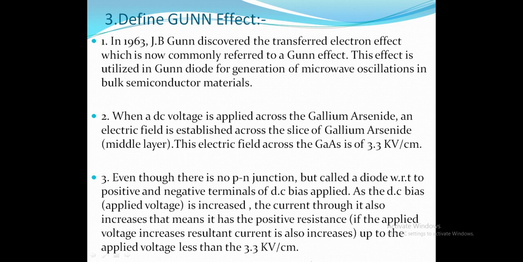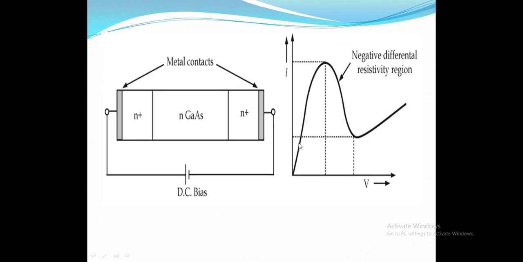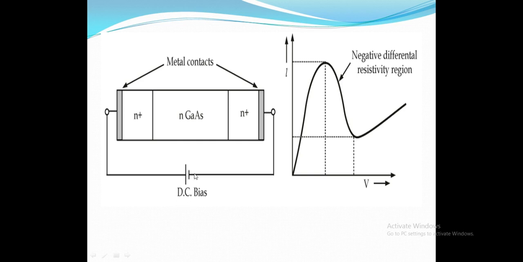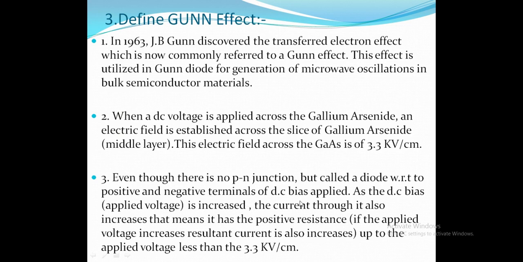Whenever we apply a DC voltage across the gallium arsenide, an electric field is established across the slice of gallium arsenide in the middle layer. This electric field across the gallium arsenide is 3.3 kilovolts per centimeter. Even though there is no PN junction, it is called a diode with respect to the positive and negative terminals of the DC bias applied.